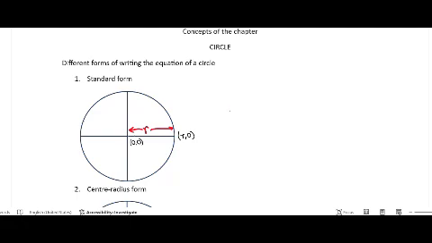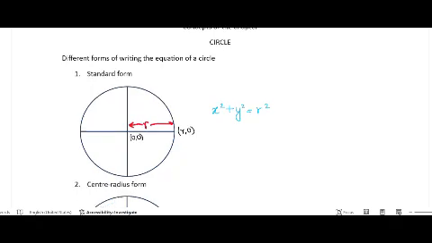So how do you write this in standard form? In standard form, you will write this equation as x square plus y square is equal to r square. Okay, this is the equation. X square and y square are variables.